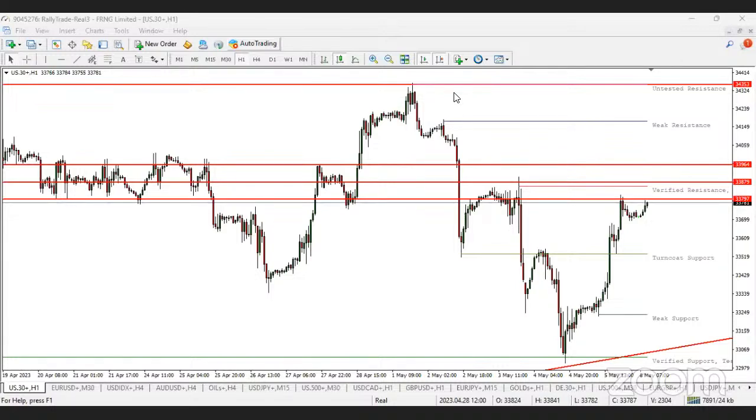I'm not going to give a precise value for TP on gold because of our individual account balances. So you can just take maybe 10, 20 from that and make use of your support and resistance for your take profits.